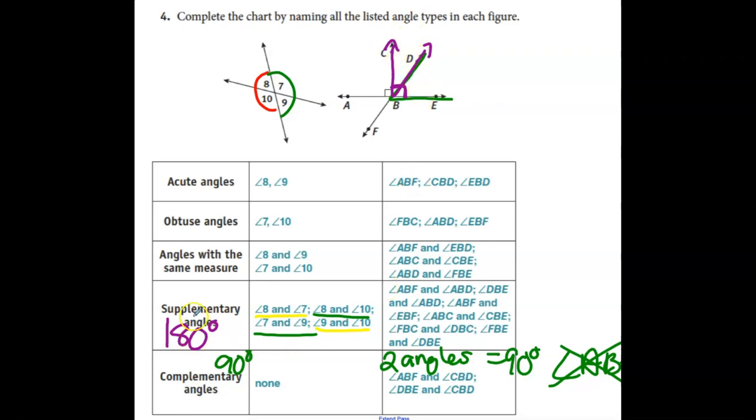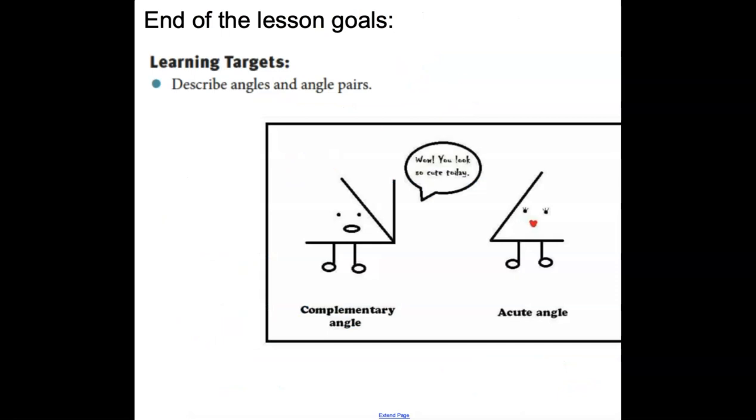Okay, so for supplementary angles, you need one acute, one obtuse, or two right angles. And then for complementary, you need two smaller acute angles, this top angle, this bottom angle, to create that 90-degree angle. Okay, so again, it's much easier with numbers, definitely more challenging with letters because orders can be vice versa. Okay, so we definitely need some practice on this. So hopefully by the end of this lesson, you are able to describe angles and the angle pairs.